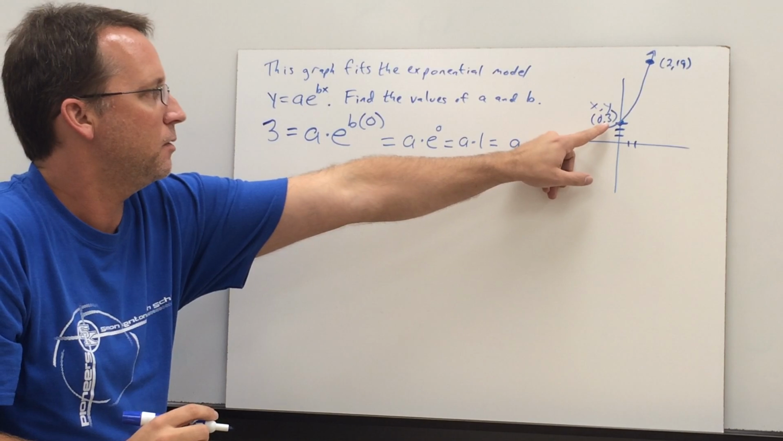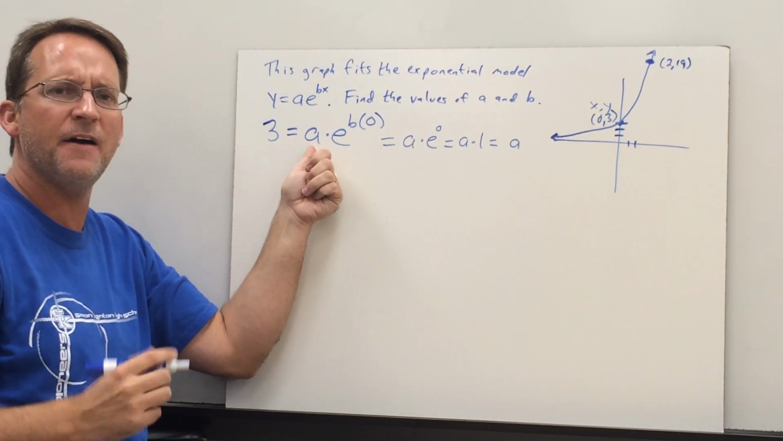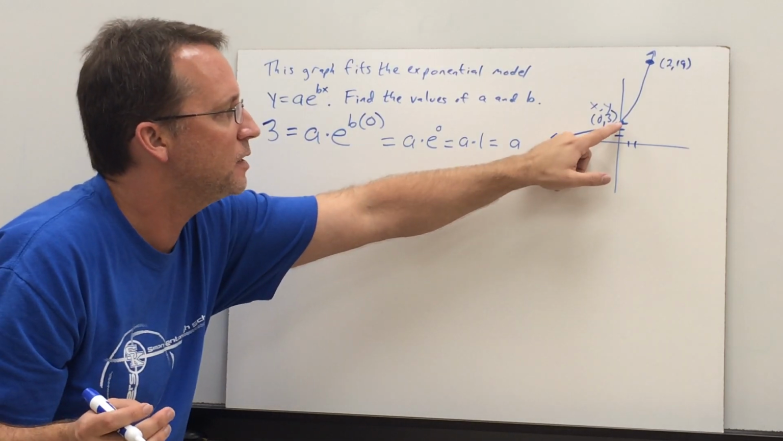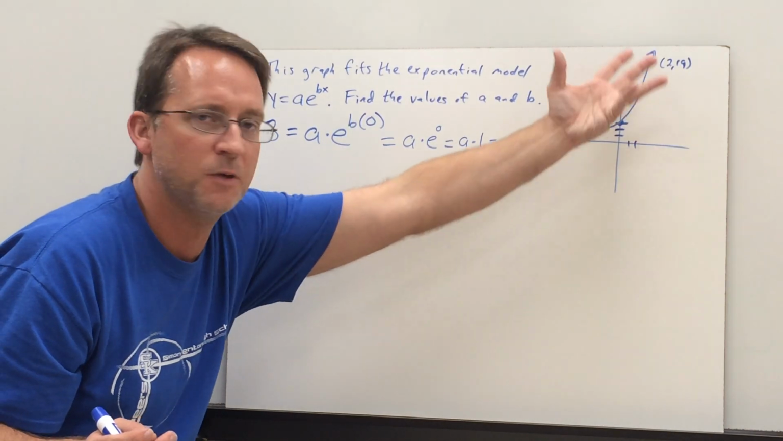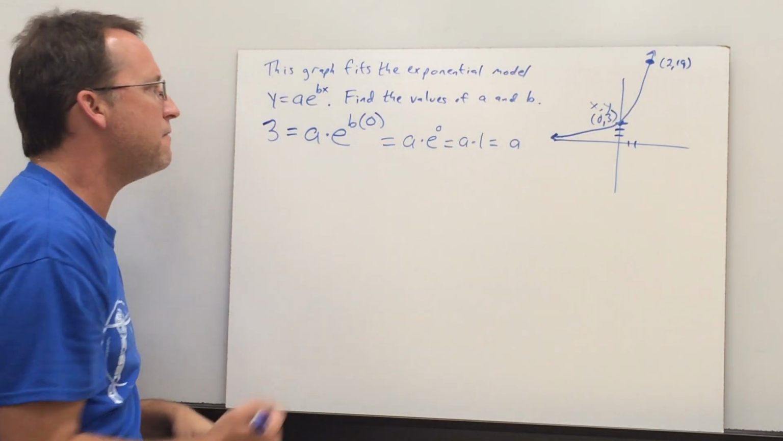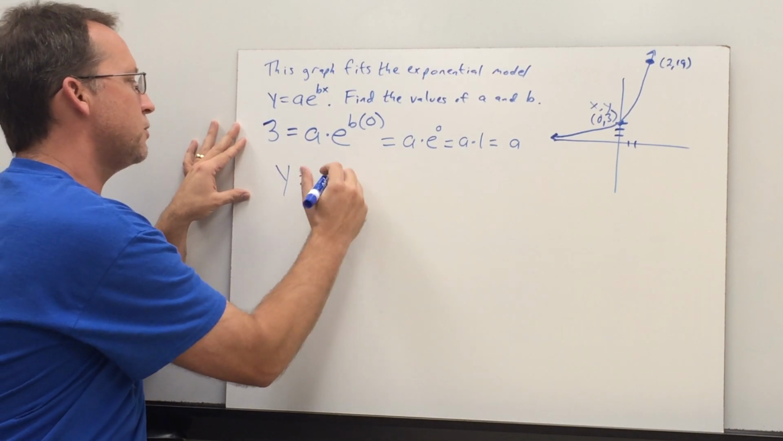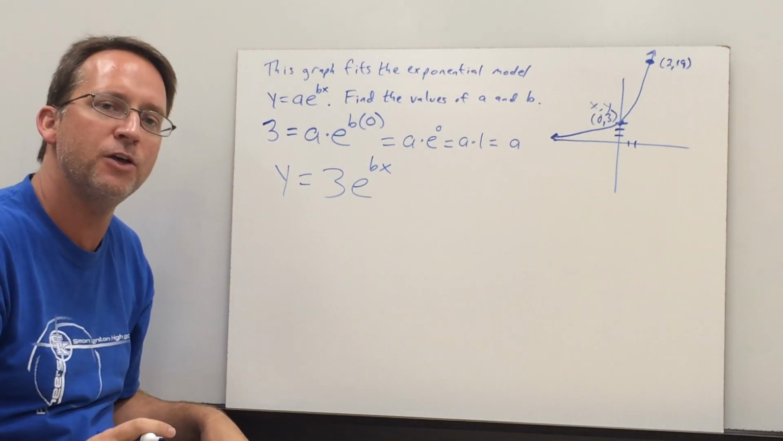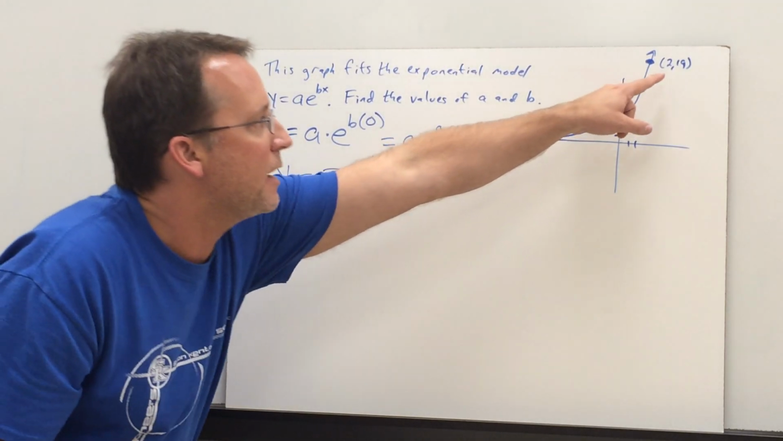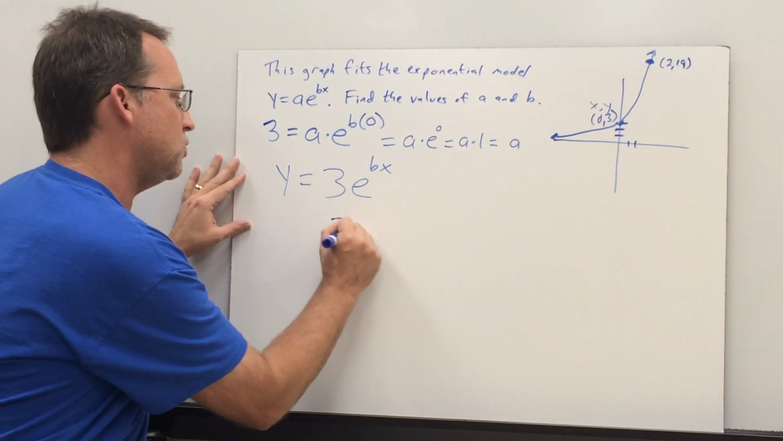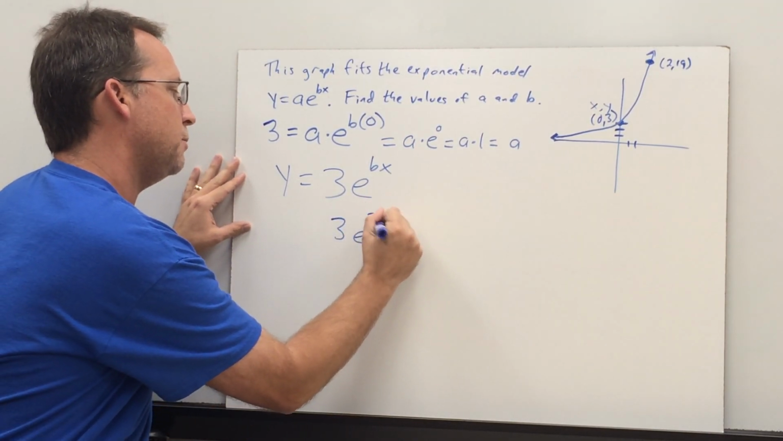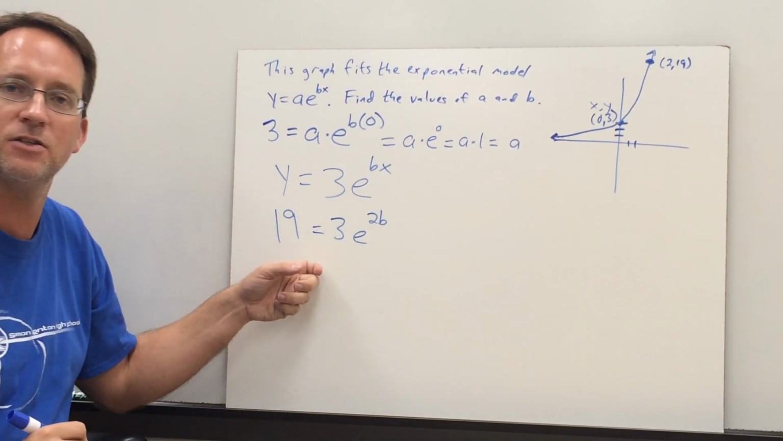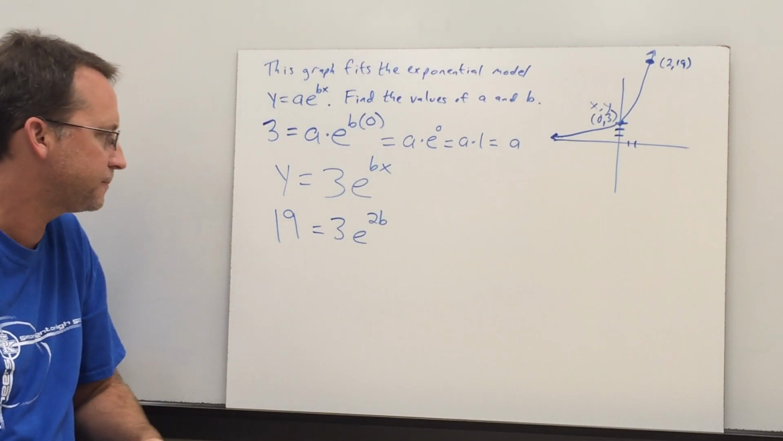So my y-intercept there becomes my a value. That makes sense if you think about a being the initial value of your exponential function. Well, the initial value there is 3, and then we have exponential growth after that. So the a value is 3, and I've got y equals 3 e to the bx power. I still have to find the value of b, and I can do that with my other point. I know that when x is 2, y is 19.